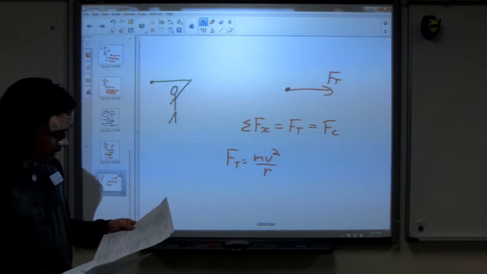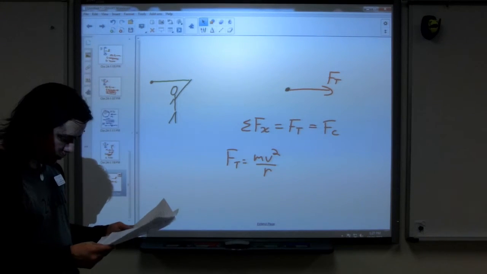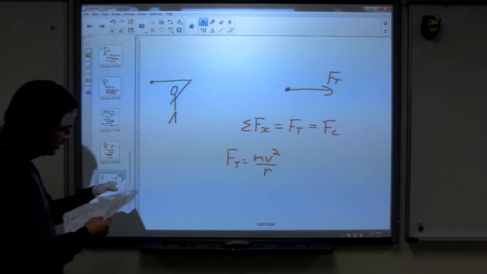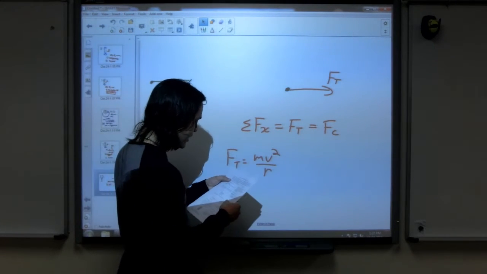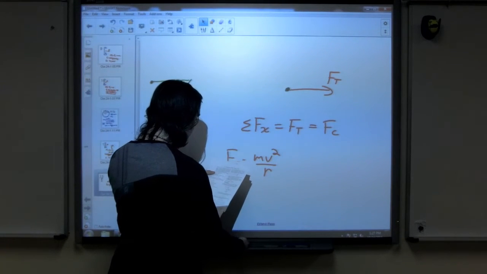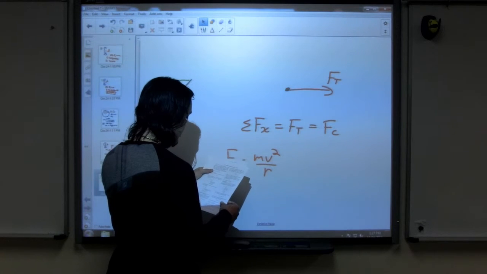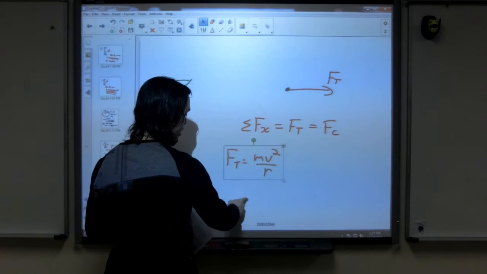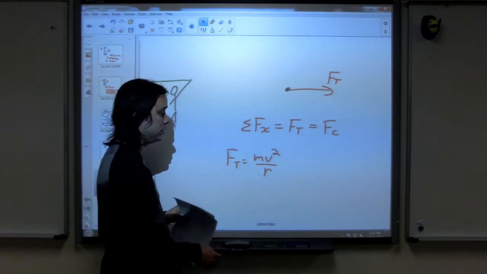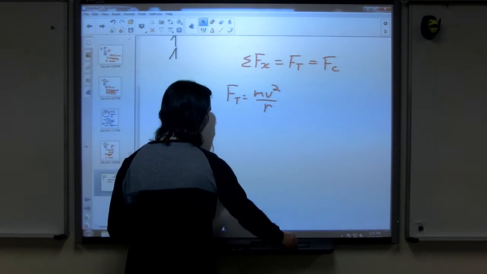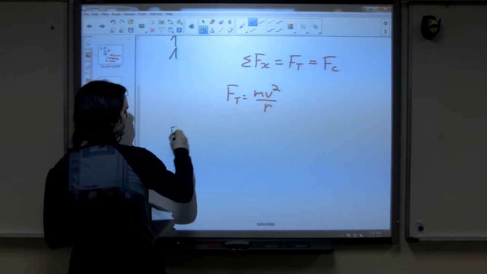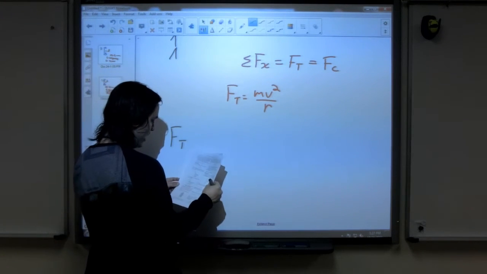Now we know at the breaking point, r is about half a meter, and the speed is 57 meters per second. So we know these two. Our problem is we do not know the mass, so we cannot solve for the breaking point right away. We're going to need to take a look at a different point, something we know a little bit more about.